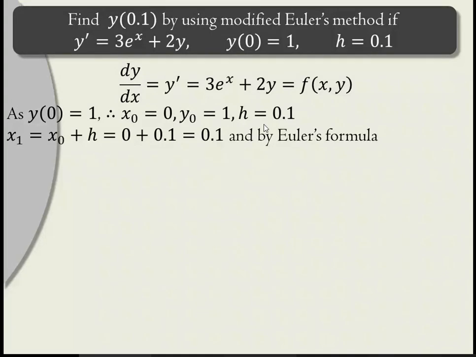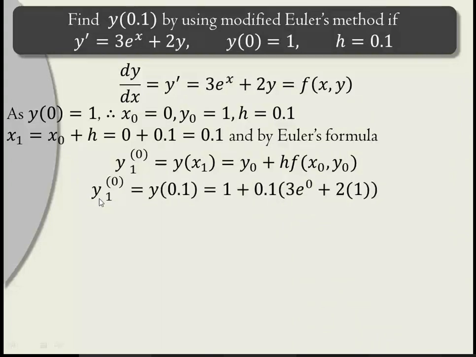Now by Euler's formula, y1, that is y at x1, will be y naught plus h into f of x naught, y naught. But as we are using the modified method, we take this as the zeroth iteration. If it is only Euler's method, then this gives us the answer. Only this formula we use. But if it is modified, then we take this term as the zeroth iteration. Now put x naught, y naught into this function, take h, and do the simplification.